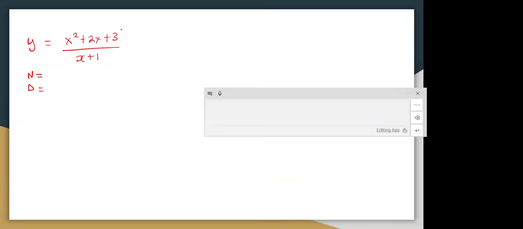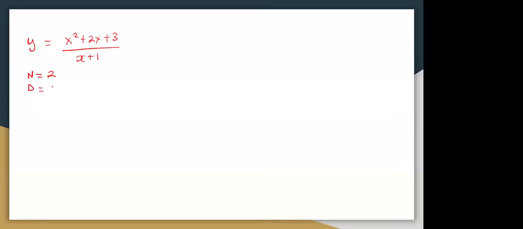You look out for the highest degree, always read off the highest degrees. 2, 1. Very good. In the numerator, the highest degree is a 2. In the denominator, it is 1. Very good. Now, whenever the numerator's degree is greater than the denominator's degree, what do we do? Here, we use the long division to get the asymptote. And for such a case, those are what we call the oblique asymptotes.